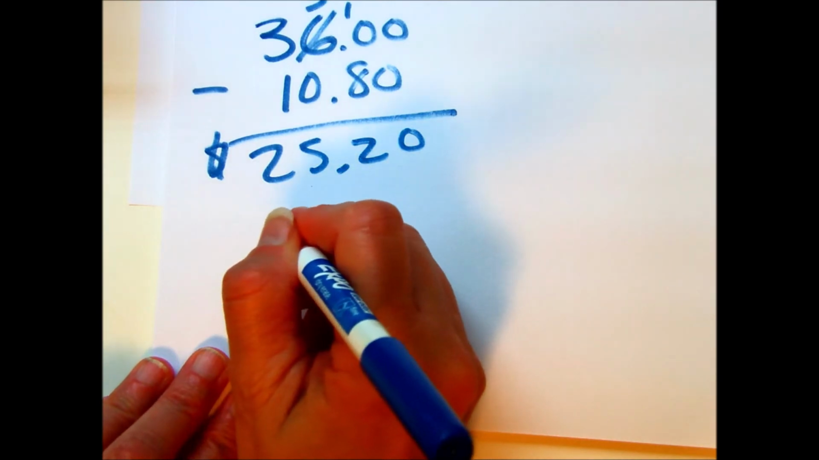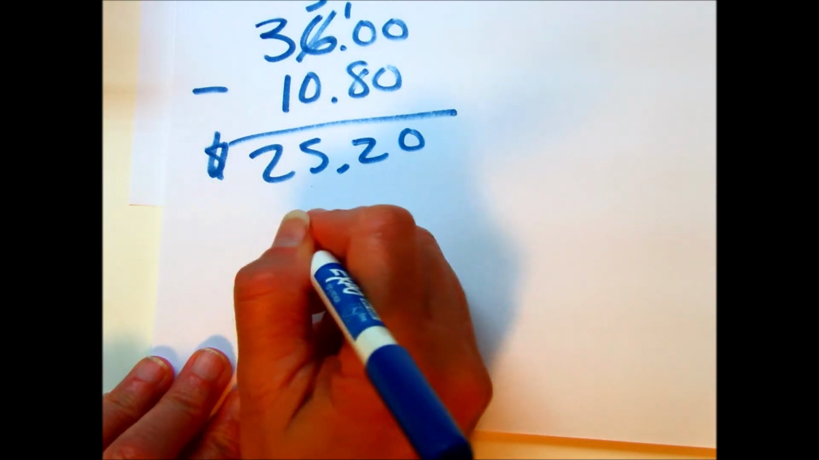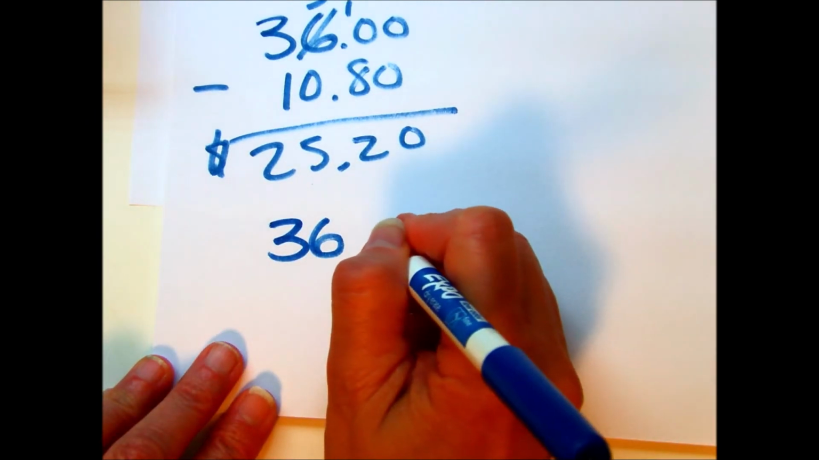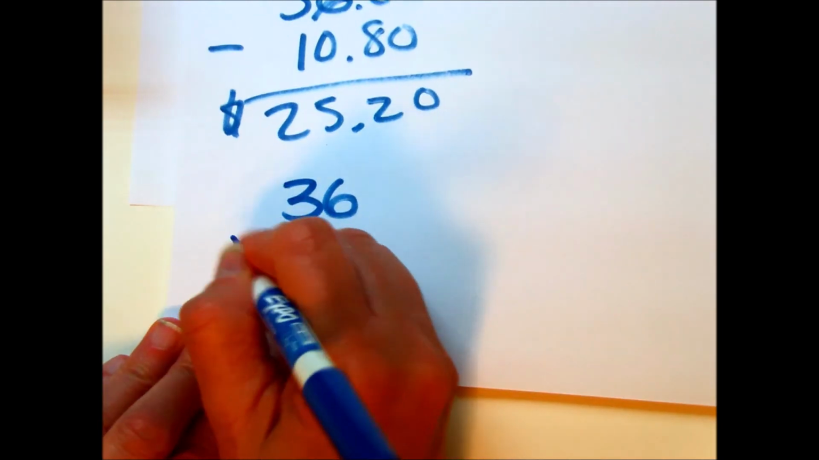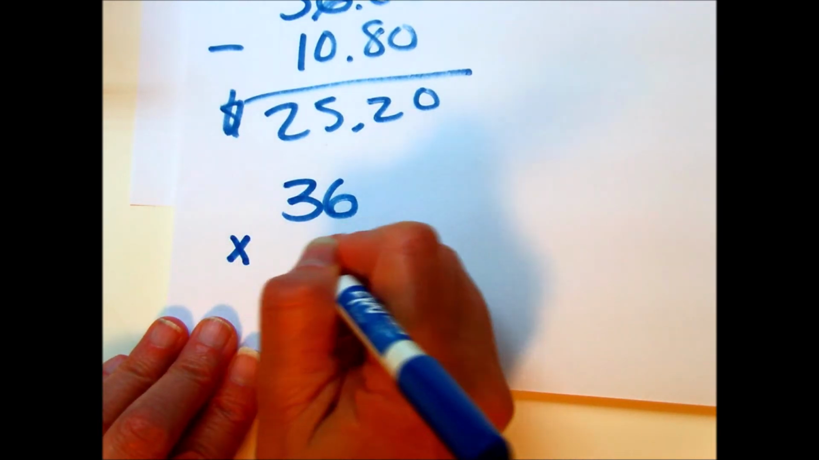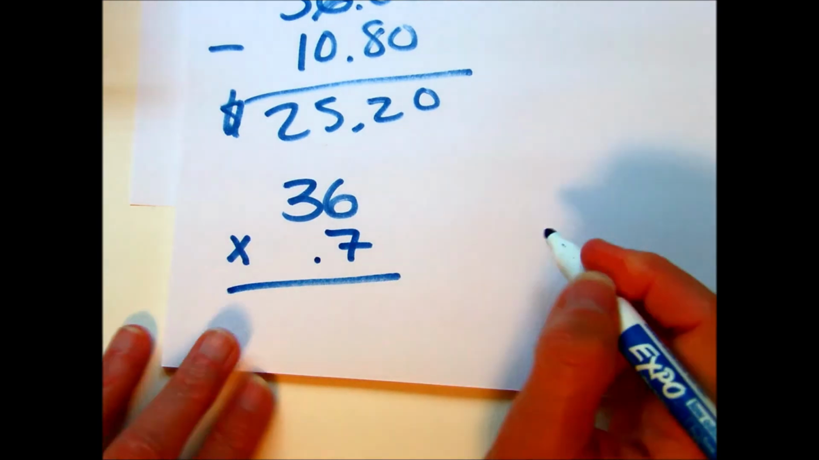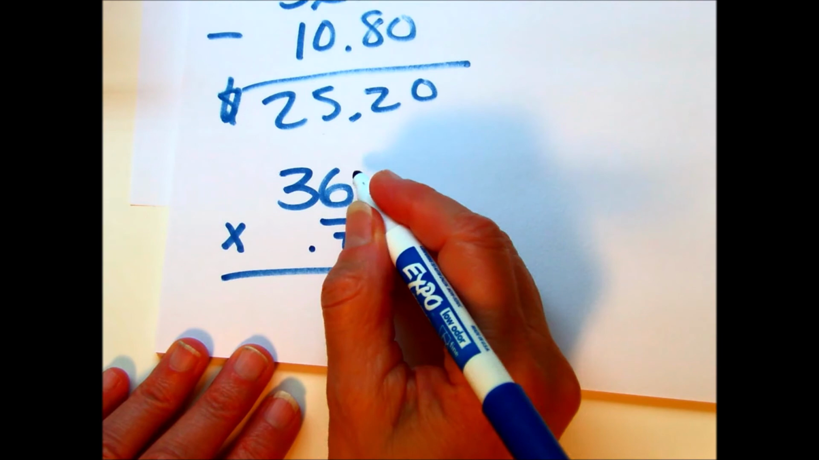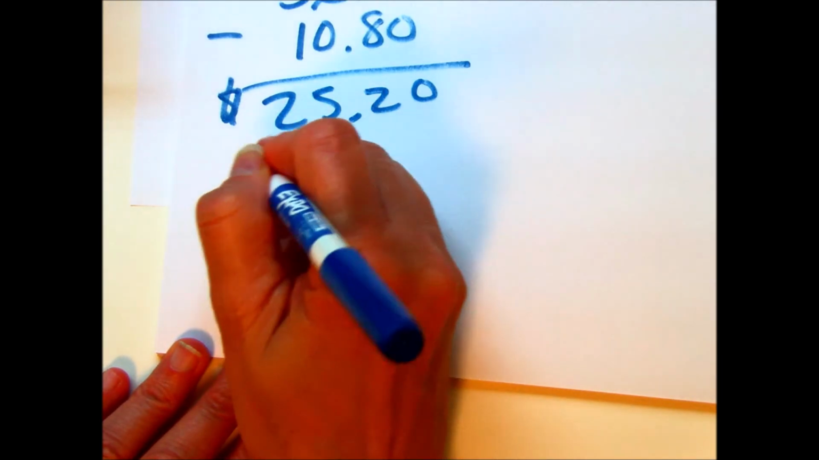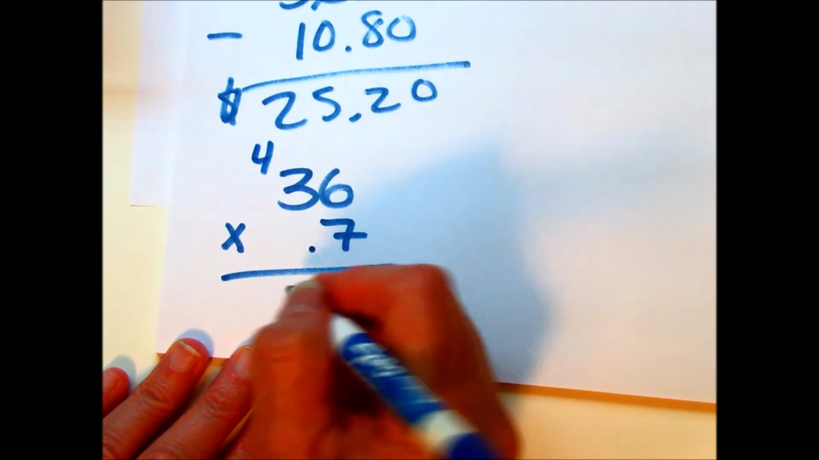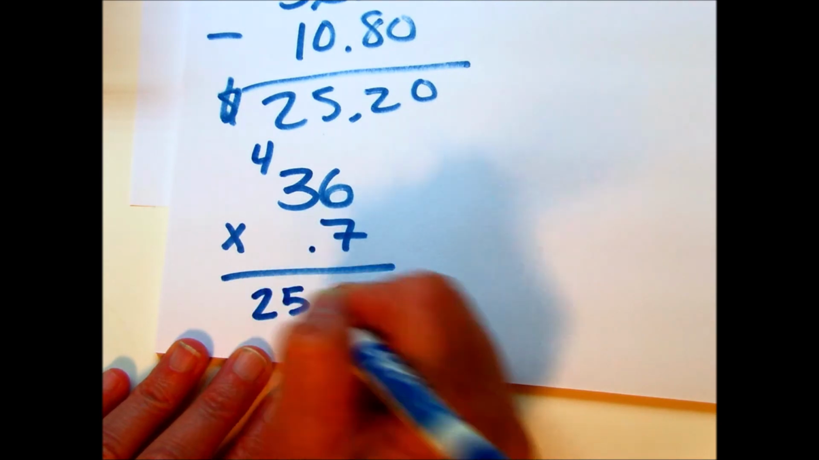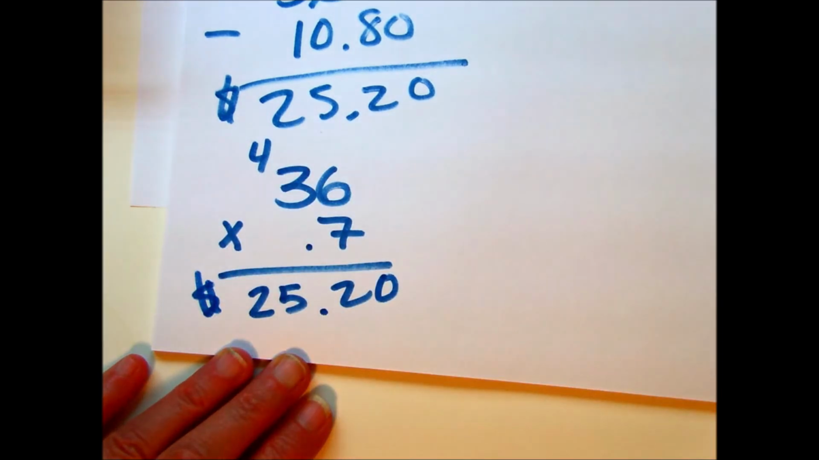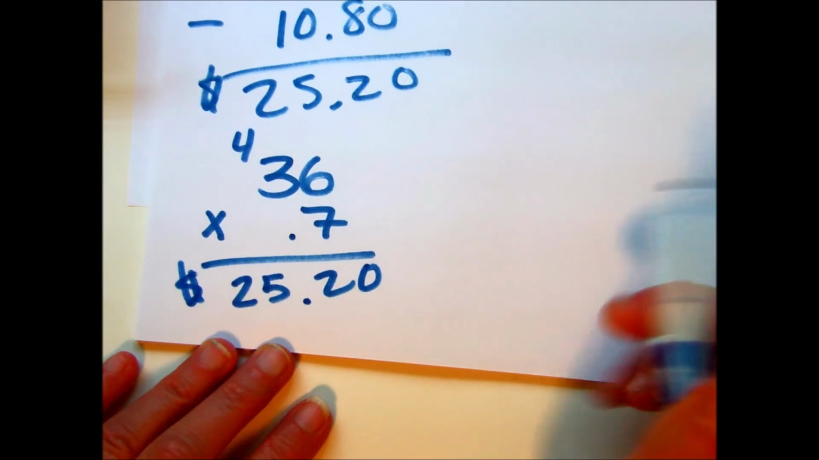Another way to shorten this up is to write it out like this. We're going to take the cost of the sweater, $36, and multiply it by 70%, or 0.7. I'll tell you why in just a minute. So we're going to multiply this. That's going to be 42, 21, so 25. And decimal. We need to add a 0 because we're dealing with money. 25.20, which is the same amount as here.